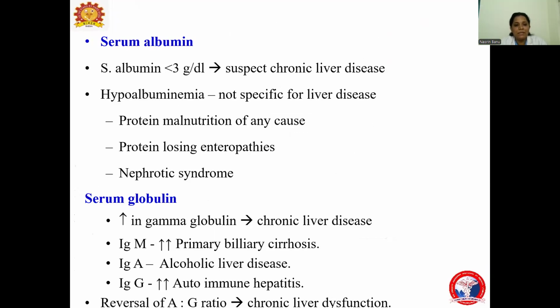Serum albumin less than 3 gram per deciliter, where you can suspect chronic liver disease. Hypoalbuminemia is not specific for liver disease. It is also seen in protein malnutrition of any cause, protein losing enteropathies, and nephrotic syndrome. Serum globulin. Increase in gamma globulin is seen in chronic liver disease. IgM increase is seen in primary biliary cirrhosis. IgA is seen in alcoholic liver disease. IgG is seen in autoimmune hepatitis. The reversal of albumin to globulin ratio is seen in chronic liver dysfunction.